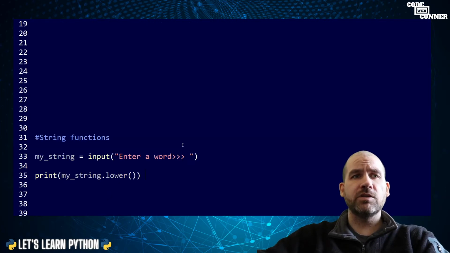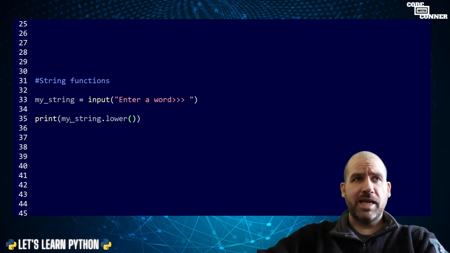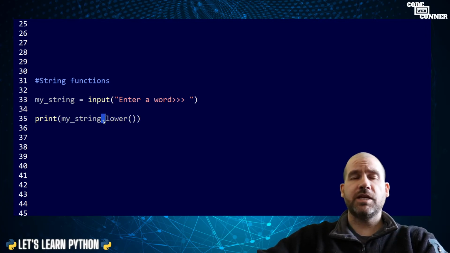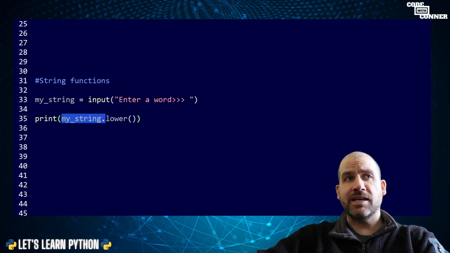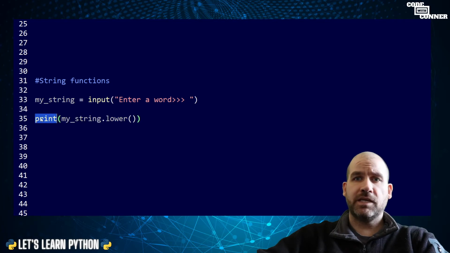We're already using one string function, which we just used a second ago, the .lower function, where we take a string variable and use dot notation. Dot notation says call a function on this data type. This is a string data type, so it's going to call one of the string functions, and we'll look at a list in a second. The one we want to call is the lower function, which makes it lowercase. I'm then taking the result of that and passing it to my print.